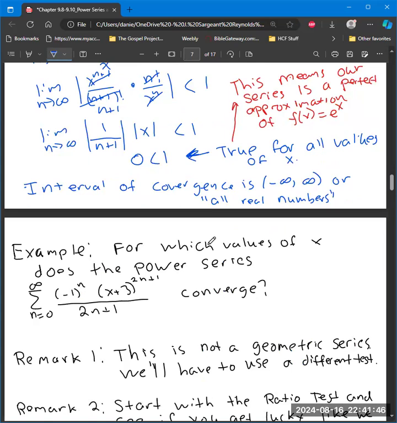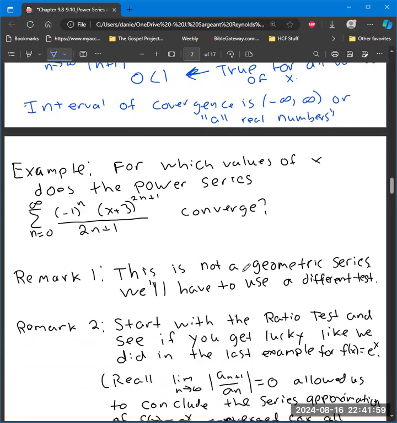Our interval of convergence is x is any real number, all real numbers, or the real number line here, negative infinity to infinity, if you want to express your answer in interval notation.